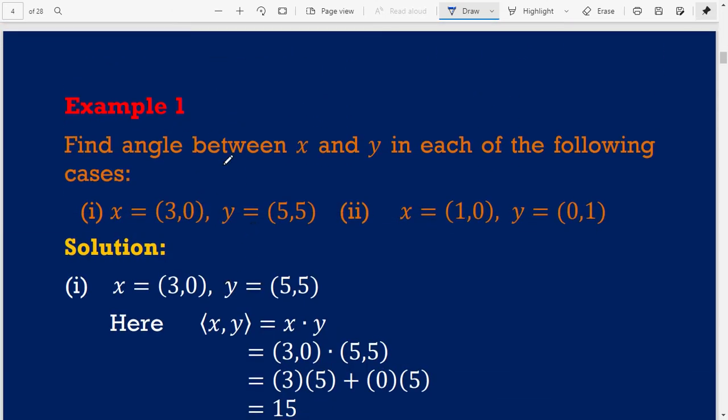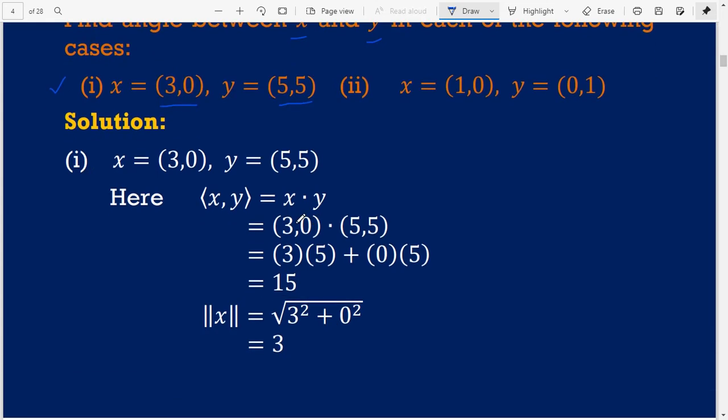Now we see the example on the angle between x and y. Find the angle between x and y in each of the following cases. First example, x is equal to (3, 0), y is equal to (5, 5). Solution: let x is equal to (3, 0) and y is equal to (5, 5).